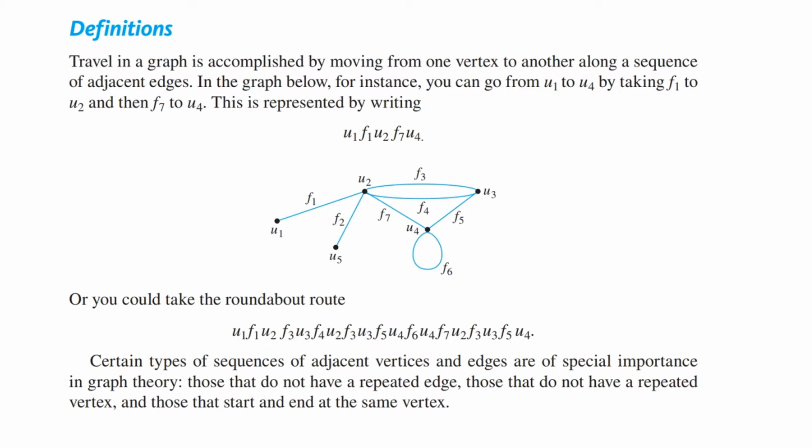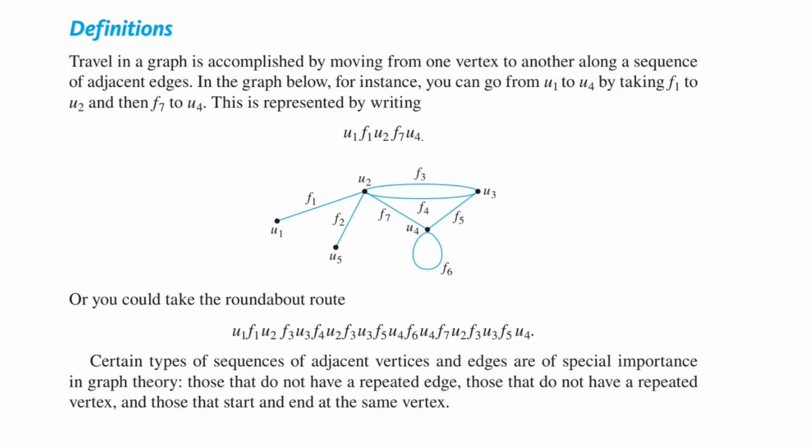Travel in graphs is accomplished by moving from one vertex to another along a sequence of edges. In the graph below you can go from U1 to U4, taking F1 to U2 and then F7 to U4, and this can be compactly represented by the following string. Or you could take a more roundabout route that's shown with this more involved string.